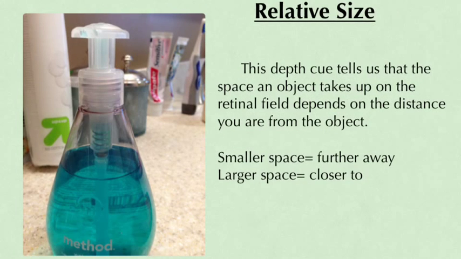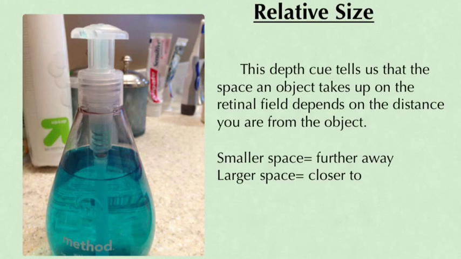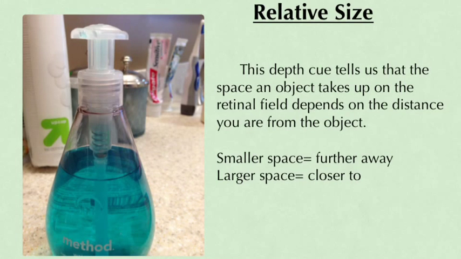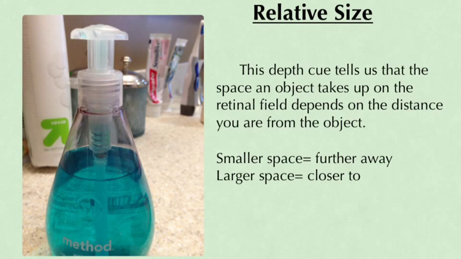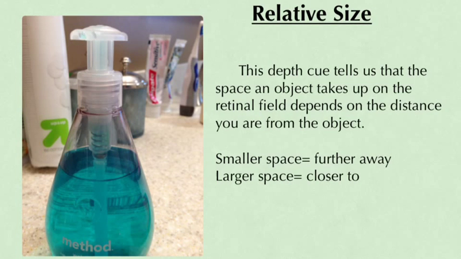Another depth cue is called relative size. This depth cue tells us that the space an object takes up on the retinal field depends on the distance from the object. If an object takes up a small space, then it is further away. If it takes up a larger space, then it is closer to you. In this example, the soap takes up a larger space, so it is closer. The toothpaste and toothbrush take up less space, so the object is further away. This influences perception because it allows us to understand the relationship between size and depth.